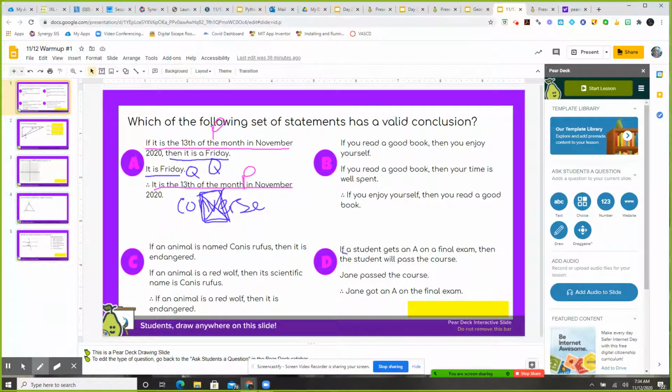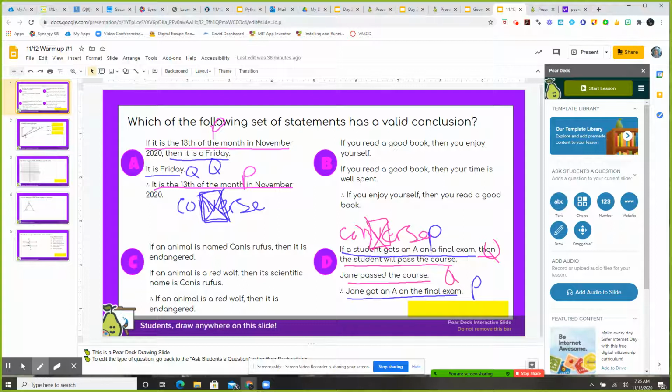Same thing down here. If a student gets an A on a final exam, that's P. Then she gets an A on a final exam, that's P. But then down here, I've got a student will pass the course and Jane passes the course. That's Q and that's Q. This is converse again. Converse has a V in it. That means it is not valid.